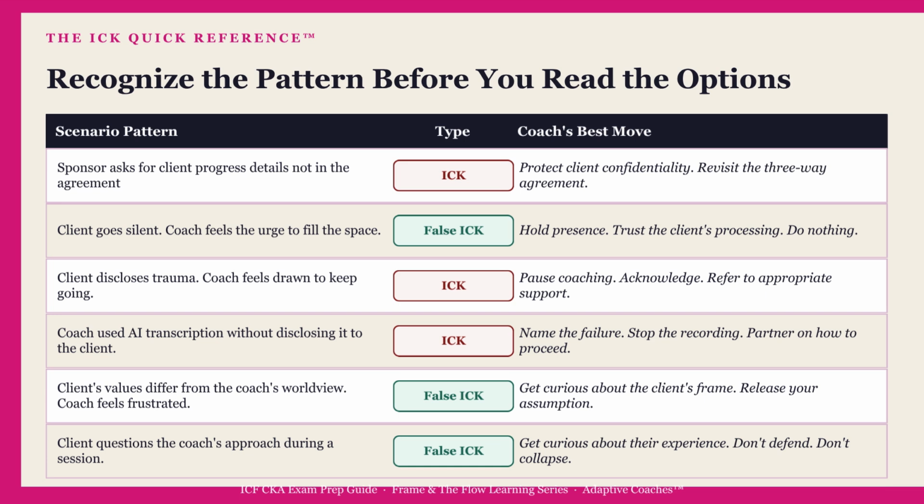The last reference table in the guide is the one you go back to. It maps the most common scenario patterns and tells you before you read the options whether you're looking at a real ethical red flag or a false ick, a coach discomfort that doesn't actually require action. When you can recognize the patterns, the options stop looking equally plausible. And so that's the whole game.